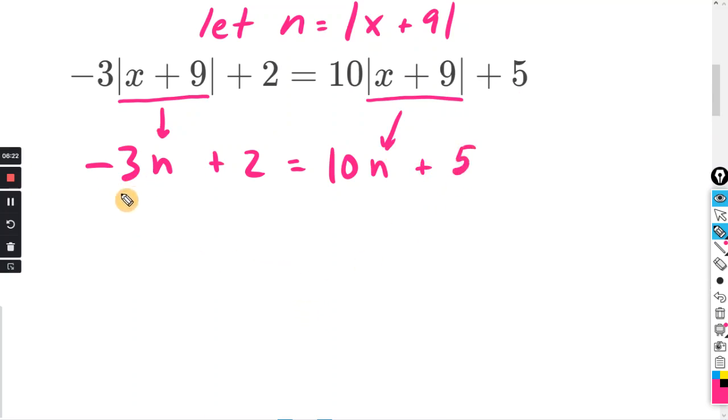Solving for n, I have a negative 3n here. I'm going to do positive 3n on both sides.